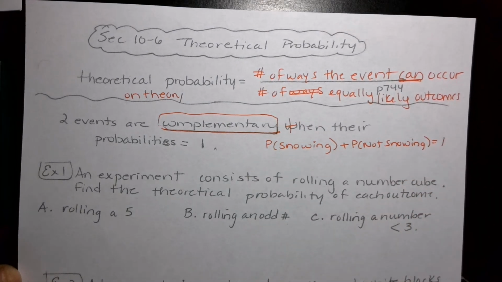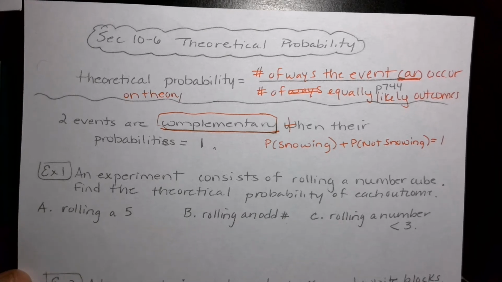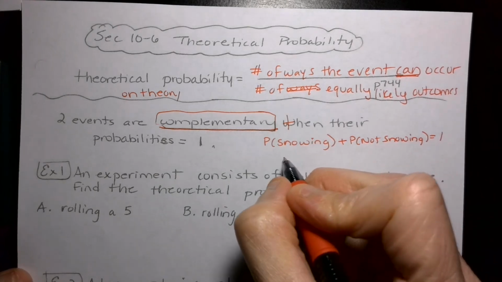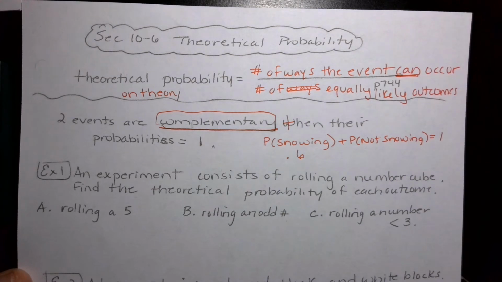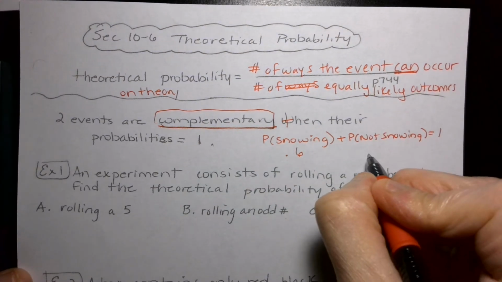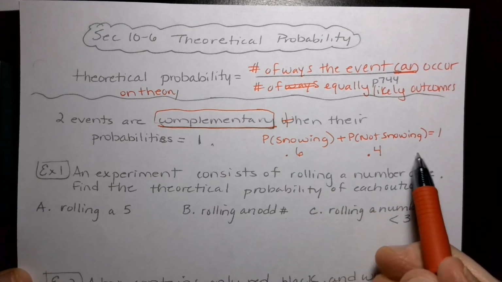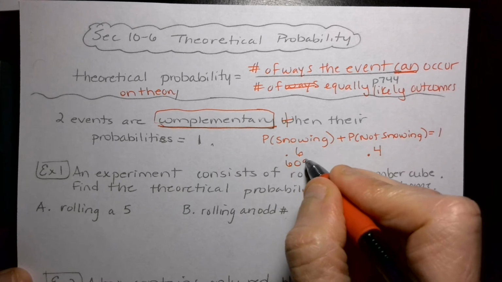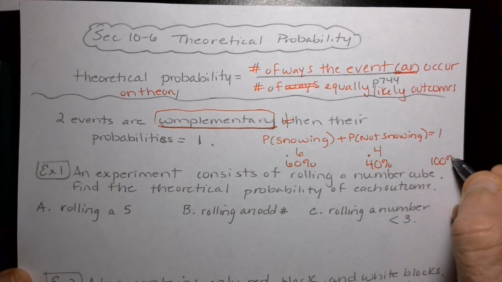Let's say on Easter, which it's supposed to have snowed. Now you'll be watching this after Easter, but I saw that we're supposed to get snow. Let's say the probability of getting snow was 0.6 or 60%. Then the probability of not getting snow would be 0.4 or 40%. And when you add those together, you get the 1. Or in percentage terms, you would get 100%.